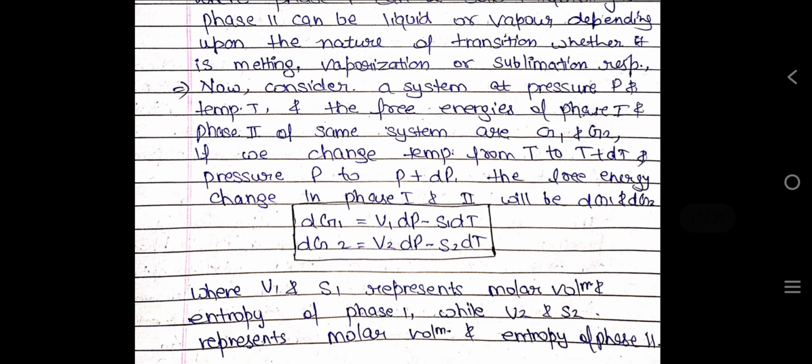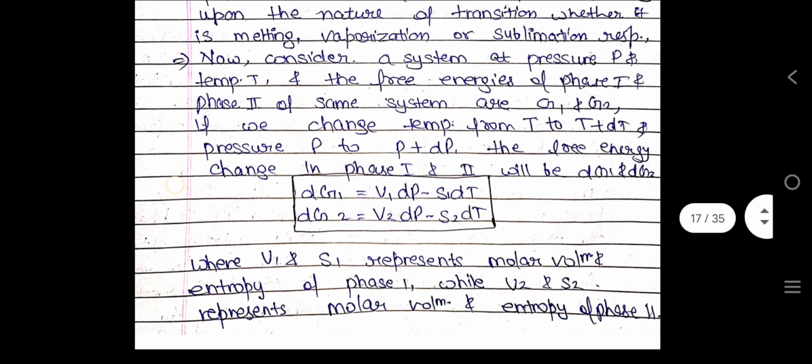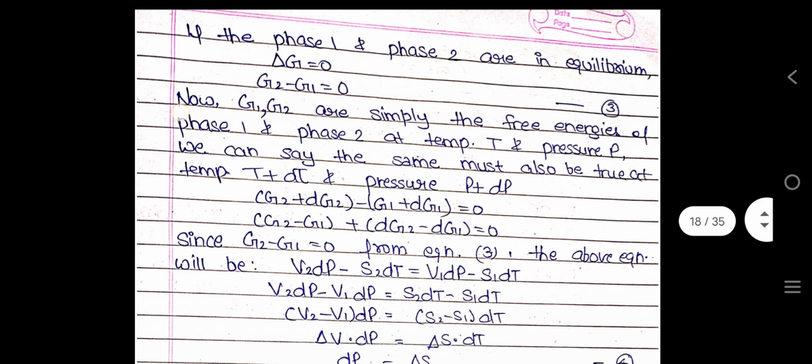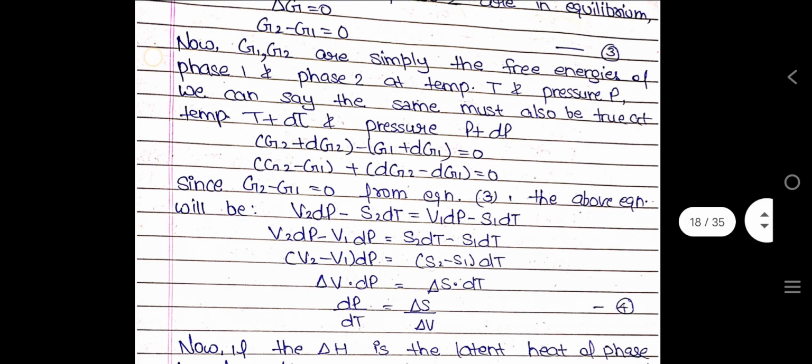Phase 1 is in equilibrium with phase 2, where phase 1 can be solid, liquid, or gas, and phase 2 can be liquid or vapor depending upon the nature of the transition, whether it is melting, vaporization or sublimation respectively. Now consider a system at pressure P and temperature T, and the free energies of phase 1 and phase 2 of the system are G1 and G2. If we change temperature from T to T plus dT and pressure P to P plus dP, the free energy changes in phase 1 and phase 2 will be dG1 and dG2.